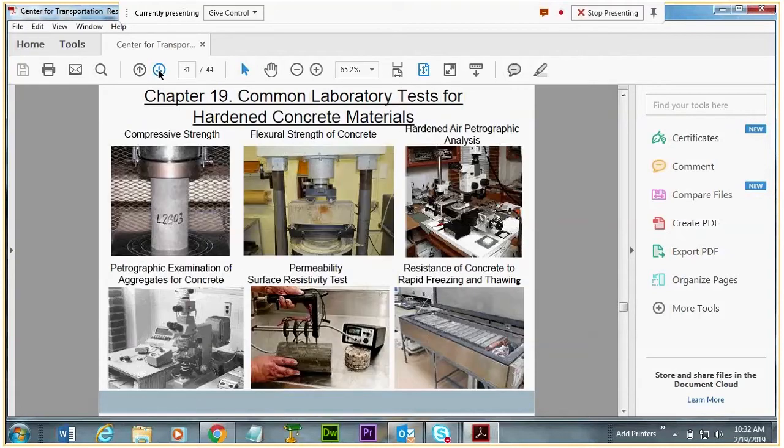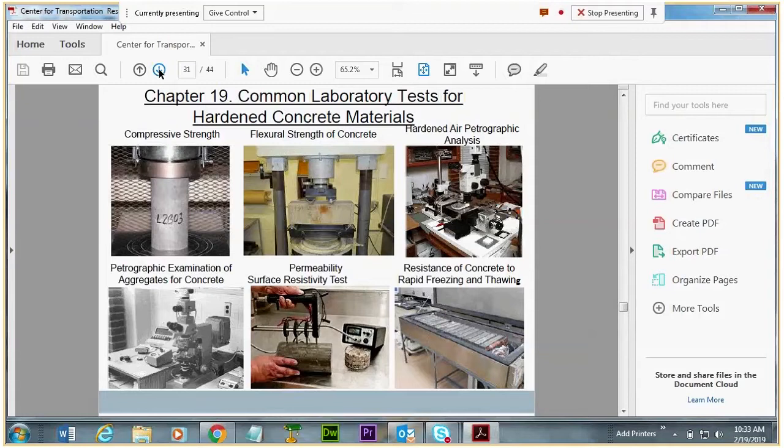And then the common laboratory tests for hardened concrete materials, not as well known throughout the country because a lot of them are, obviously, in our laboratories, and they're not run by us so much as they're run by specialists, but we get the results. One of the big ones, of course, is the petrographic examination of the concrete, be it aggregates, be it the paste, whatever it may be.